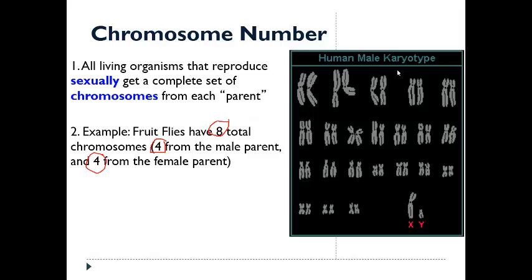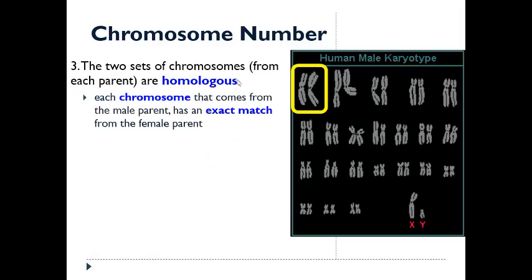So if we look over here at this diagram, this is actually what's called a karyotype. And a karyotype is simply chromosomes laid out in size order. So continuing with the karyotype, the 2 sets of chromosomes from each parent are considered homologous. So each chromosome that comes from a male parent has an exact match from the female parent. So if we look over at the karyotype again, we see here's a set of homologous chromosomes. They're similar in size, and they carry similar genetic information.